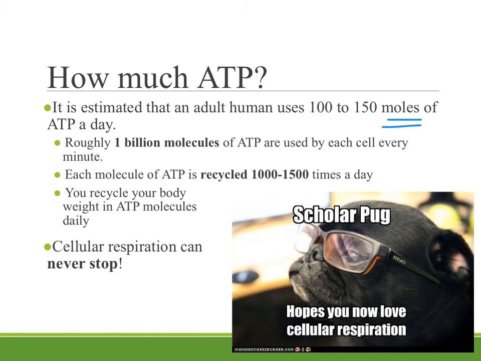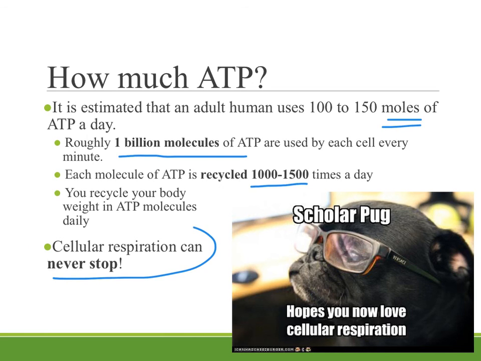So if we break that down by 30 trillion cells in the average adult human body and by 1,440 minutes in every day, we estimate that about 1 billion molecules of ATP are being used by cells in your body every minute. There are a lot of molecules in your body, and there's a lot of ATP there. And each molecule of ATP, because it can be recycled between the ATP and the ADP form, is recycled about 1,000 to 1,500 times a day, according to the sources I found. Or we could say you recycle your body weight in ATP molecules daily. So however much you weigh, that's how many molecules of ATP you have recycled.